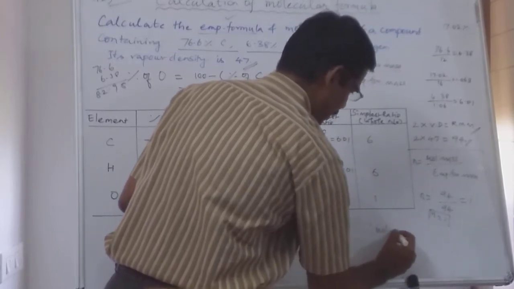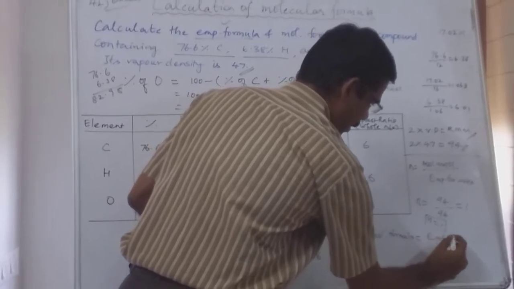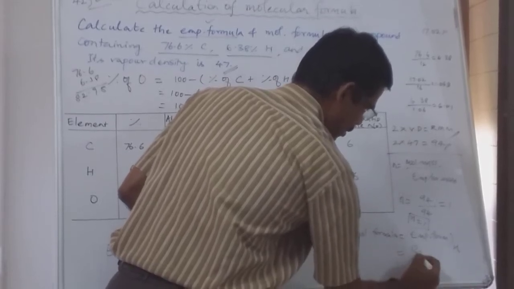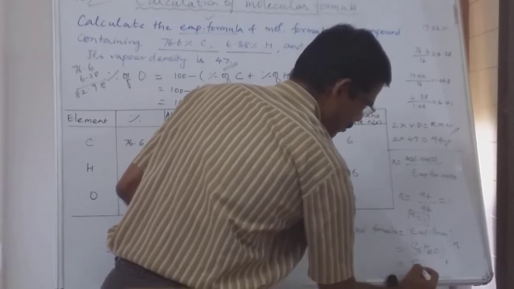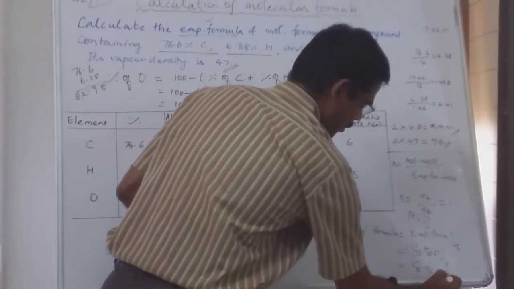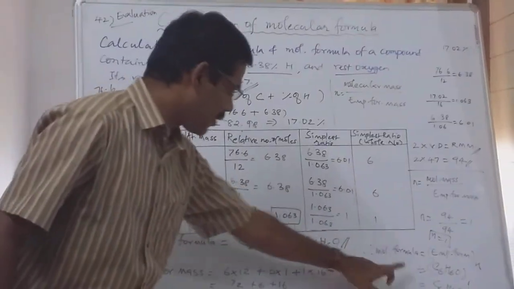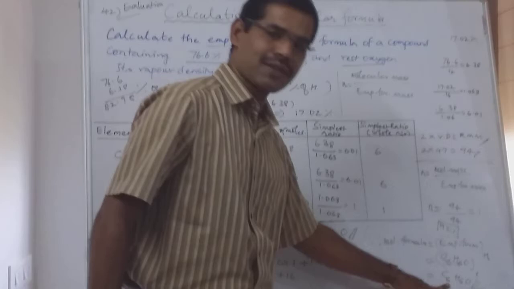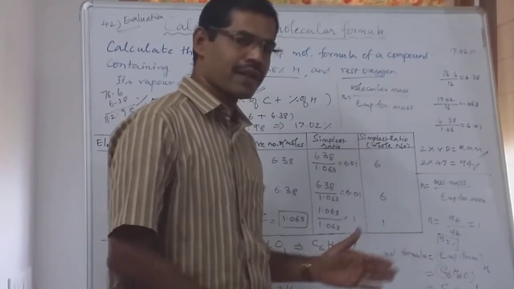Therefore, see, the formula is like this. Molecular formula is equal to empirical formula into N. So that is equal to C6H6O into 1. That is equal to C6H6O. So in this sum, both the molecular formula as well as the empirical formula are the same. You can see C6H6O is the empirical formula as well as the molecular formula, because the N value comes around 1. But it is not always the case in all the sums.